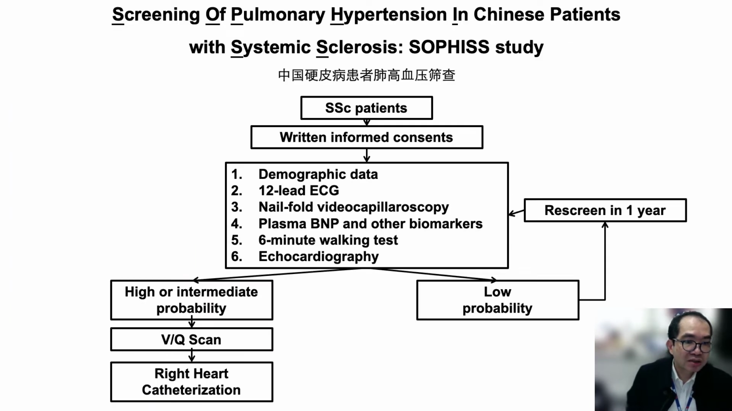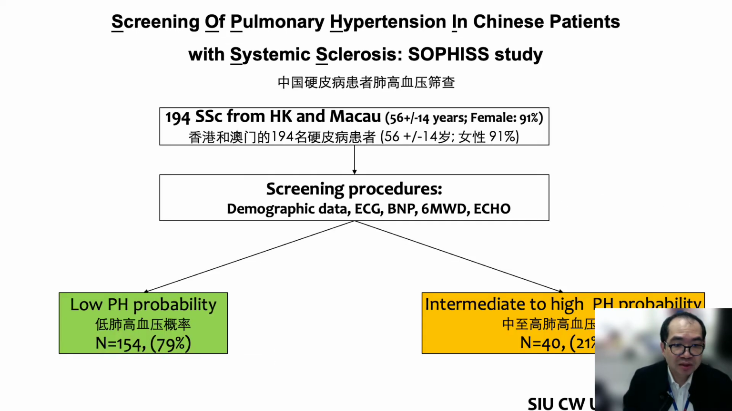And our group also started a screening for pulmonary hypertension study in patients with systemic sclerosis. For all these patients with systemic sclerosis in Hong Kong and Macau and in the participating hospitals, we have their baseline demographics, and we perform BNP, echocardiography, and 6-minute walk, to determine whether these patients are high probability or low probability, and then try to follow what we see in the Western world, and see whether we have similar results.